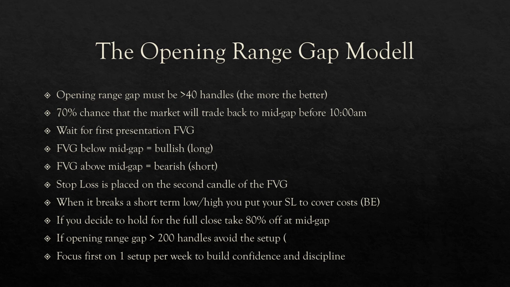And if you decide to hold for the full close of the opening range gap, then take 80% off at mid gap, take partials and leave the rest for a runner. If the opening range gap is above 200 handles, avoid the setup because we could just continue higher and not offer a retracement back to mid gap. Focus first on 1 setup per week to build confidence and discipline, and also start with 1 contract only, micros.